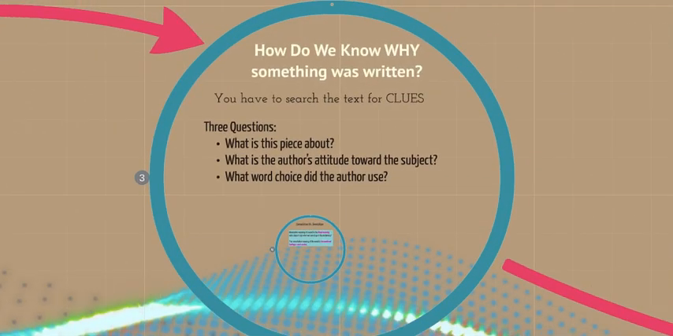All right, so just some clues that we can look for. How do we know why something was written? Especially if it's written by an author that we cannot ask, if that author has passed on, we can't ask them. We might not know why something was written. We have to look for clues. So we're going to search the text for clues. These are 3 questions that I find helpful when I am looking to determine why something is written. What is the piece about?